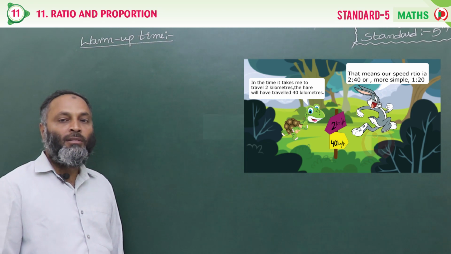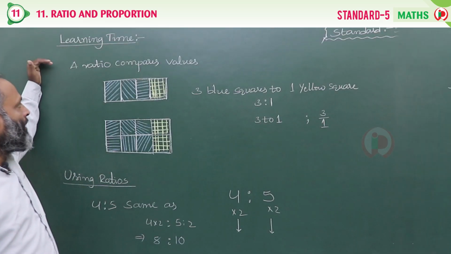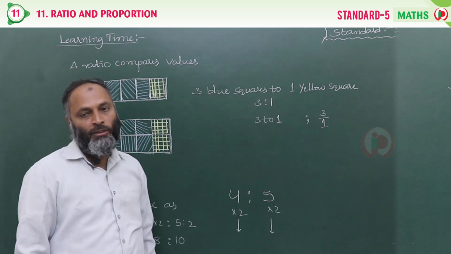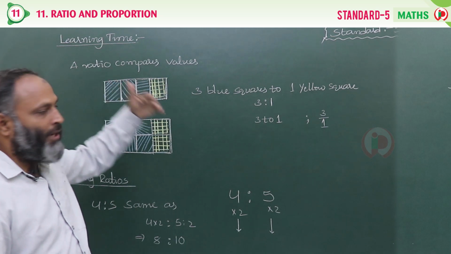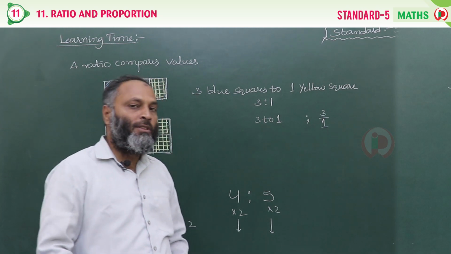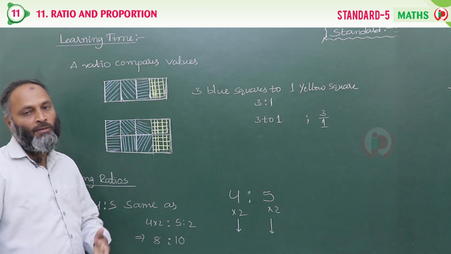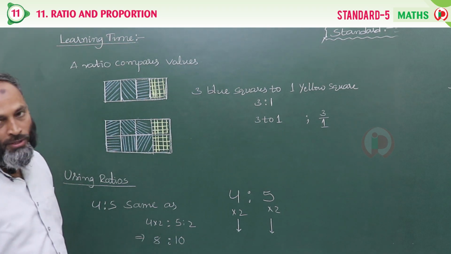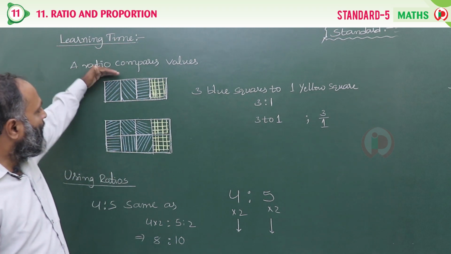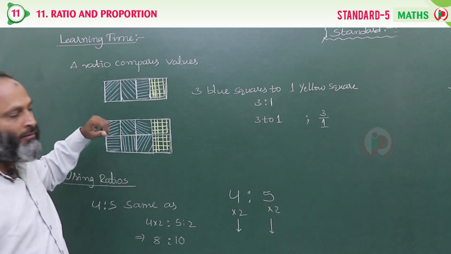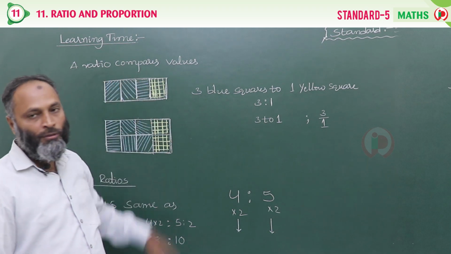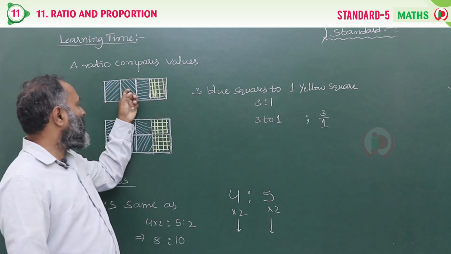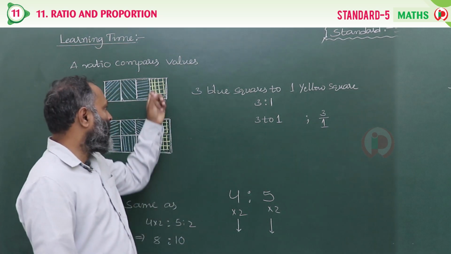Okay students, now see here, in learning time the ratio definition is given. What is a ratio? Ratio compares values, meaning similar quantities we should compare. So ratio means comparing quantities, comparing values. Now here square boxes are given. Here 1, 2, 3, 4 square boxes are there. Of these, 3 boxes are blue color and one is yellow color.